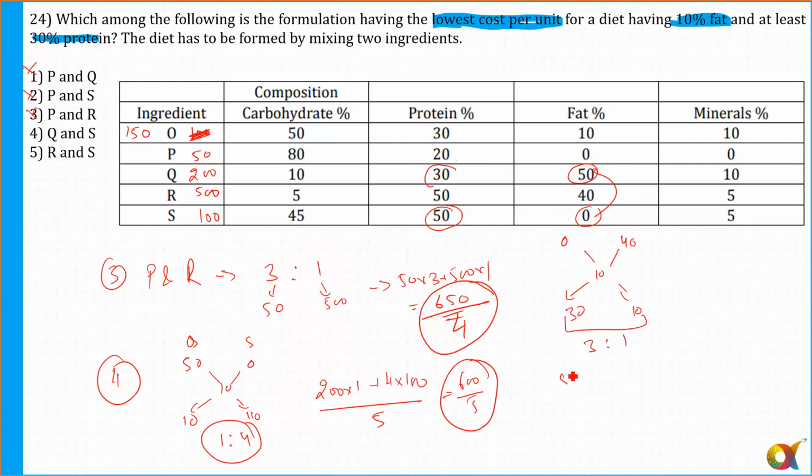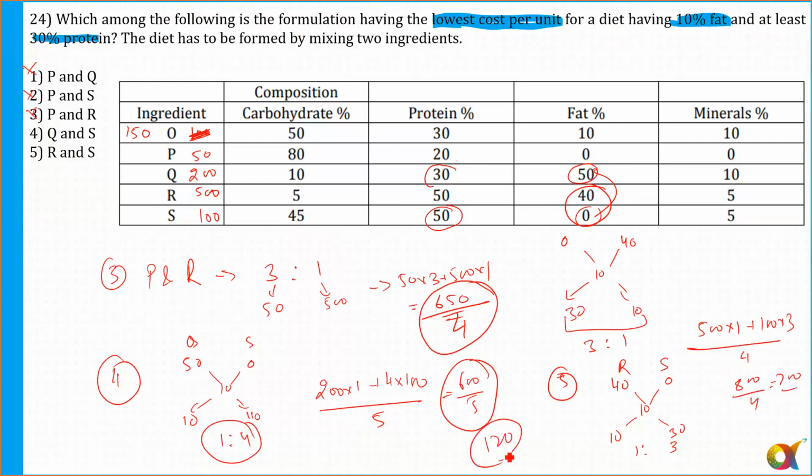Let's check option number 5, R and S. So mix R and S. Again 40 and 0. So 40, I can say it is equal to 10, and this is equal to 30. So the ratio is 1:3. And here R is 1 unit, so the cost is 500 into 1, and S is 3 units, so plus 100 into 3, upon total 1 plus 3, 4. So that is giving us 800 by 4, which is 200. But 600 by 5 is 120, which is less. So the answer is option number 4.